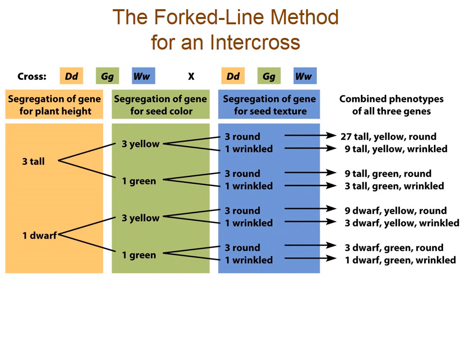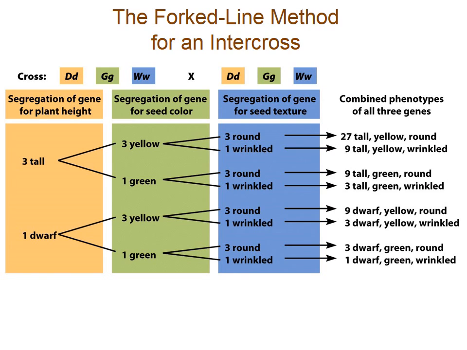Tall, 3, dwarf, 1. Does everybody see where we did that? Because you got to see this before we go on. Anybody not see this? Don't feel bashful if you don't see that. It's the exact same thing we did over here, only we're drawing it out. There'll be 3 tall for every 1 dwarf. Now let's go to the second one. The second one, see color. There's going to be 3 yellow for every 1 green.